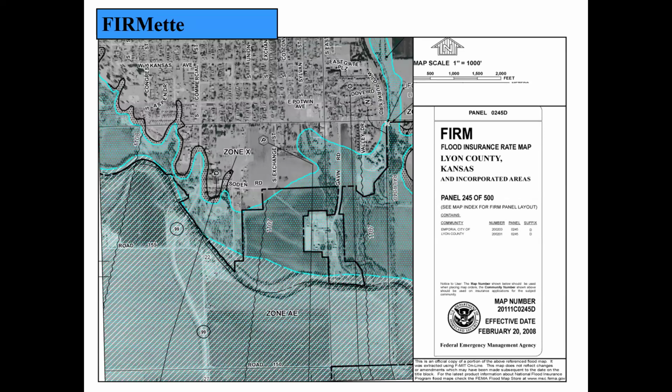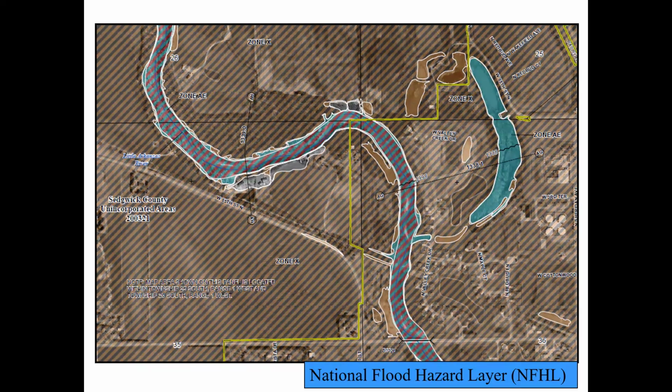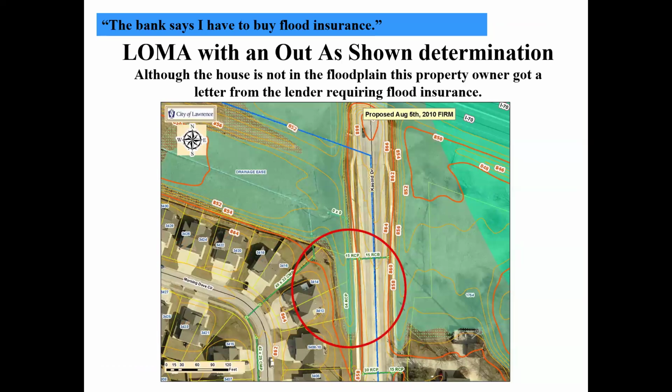Again, this is what the format looks like from the Map Service Center. This is the National Flood Hazard Layer, so they have this different color scheme that's supposed to assist with color blindness. So it's just a slightly different format. And then we're getting to the end here. We'll take a quick break and then get into the second part. But this is a LOMA out as shown.